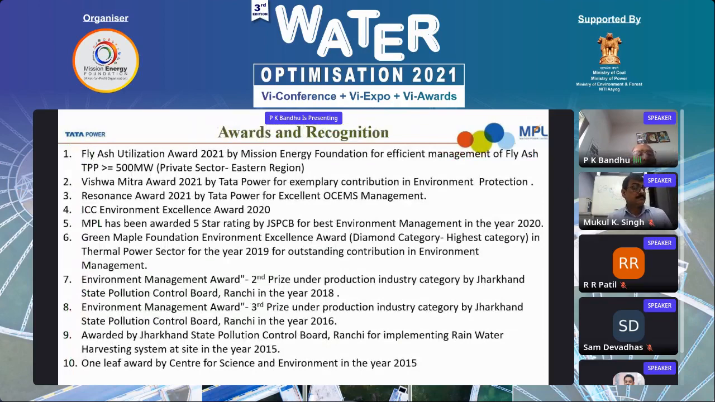For that initiative, Maithon Power Limited has received various awards. The Fly Ash Utilization Award in 2021 from Mission Energy. We received the Tata Power Internal Highest Award, the Vishwamitra Resonance Award, in the same year with Tata Power. The ICC Environment Excellence Award. MPL has been awarded the 5-star rating of the JSPCB for Best Environment Management, which I will show you. The Green Maple Foundation's Award, the Environment Management Award from the Jharkhand Pollution Control Board in several years. And in the beginning, we also received the Center of Excellence Award.